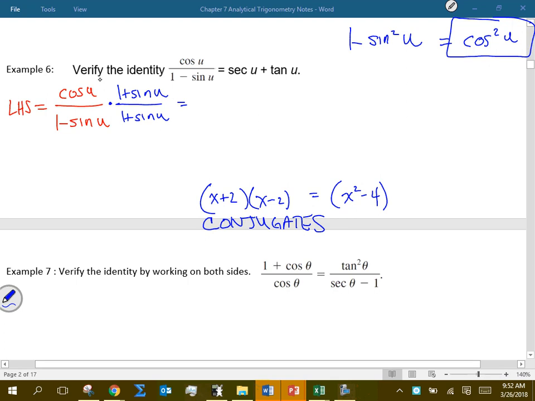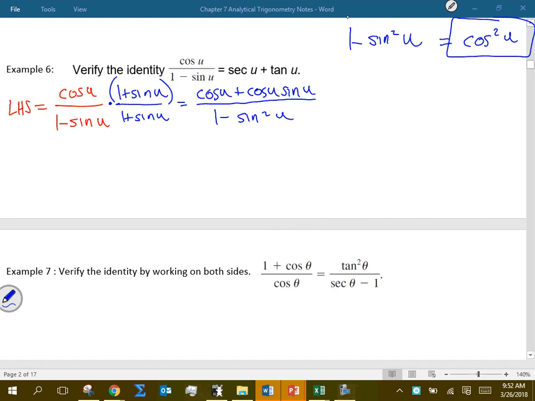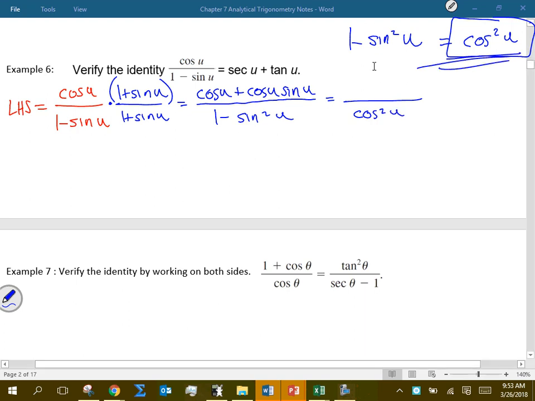Okay? When I multiply the numerator, I've got a monomial times a binomial, so I've got to distribute. So I get cosine u plus cosine u sine u. And on the bottom, I get 1 minus sine squared u. Well, what's that bottom turn into then? Cosine squared u. That's this substitution right here.